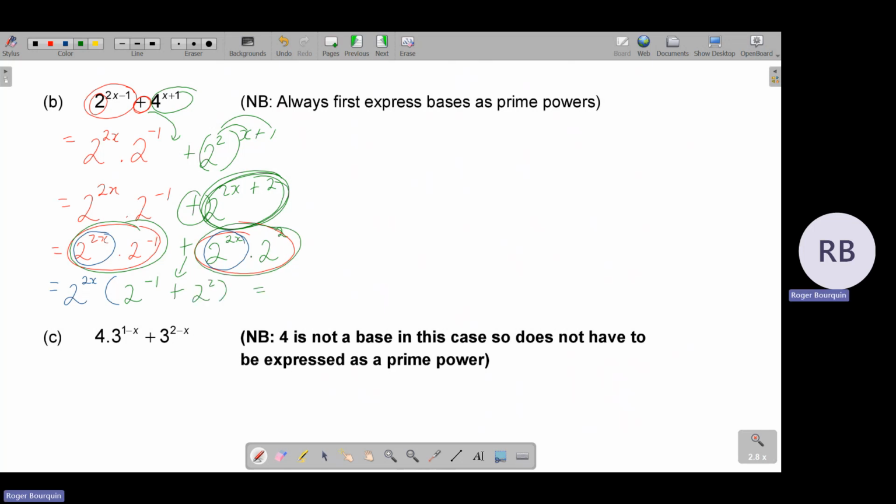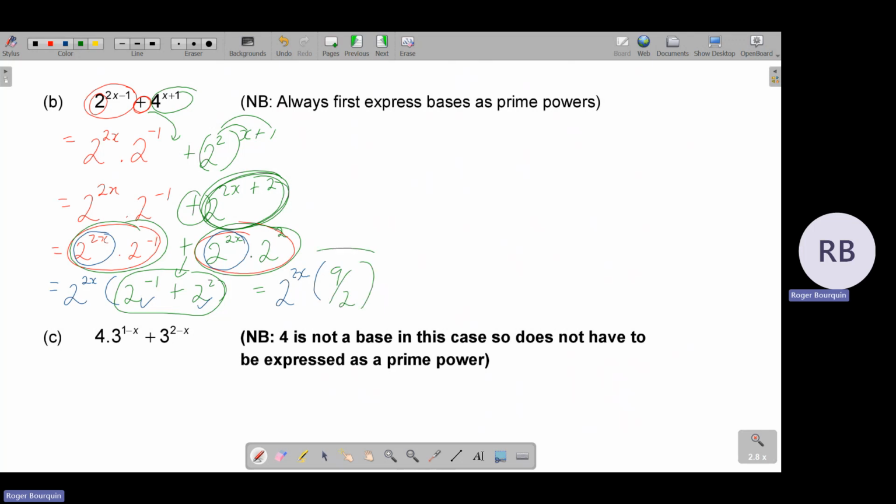Okay, so I've factorized. Now I want to simplify the numerical part within the bracket. You can actually just cheat and use your calculator. So you're going to end up with 2 to the 2x. If you stick that into your calculator, you're going to get a half plus 4. A half plus 4 is a half plus 8 over 2, which is going to be 9 over 2.